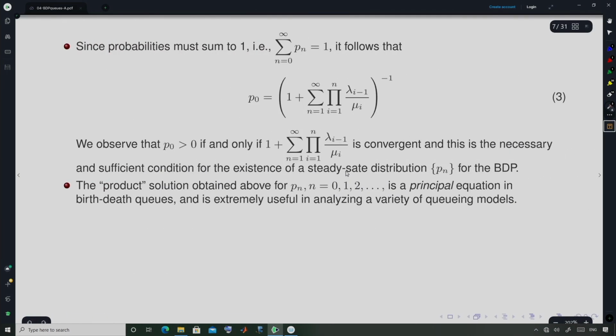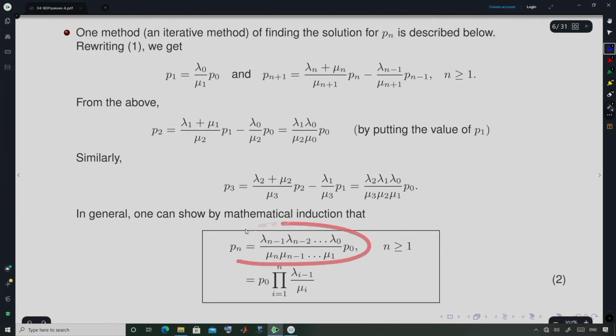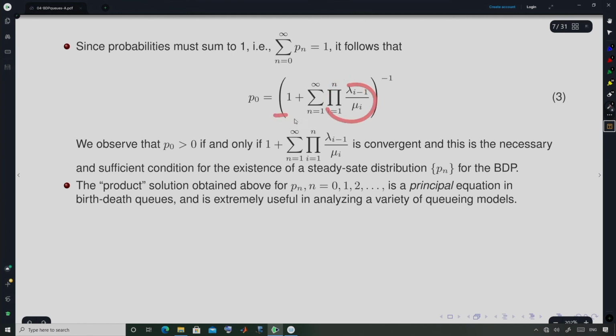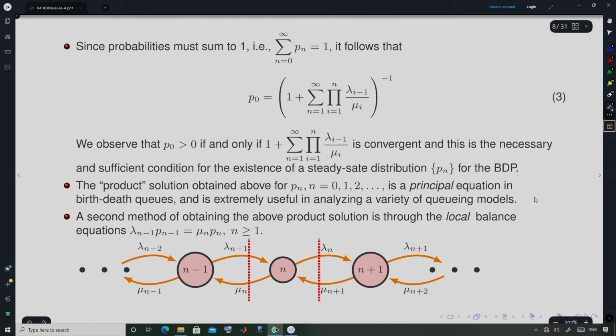Once you know that it is a birth death queuing system, simply determine the rates lambda n's and mu n's, substitute them in this to get Pn in terms of P naught, and the exact same thing will give you what would be this quantity P naught. Once we get P naught, then all Pn's are determined and you are done with the solution. That is how things will go, and that is why this will be the principal equation for birth death queues in analyzing the variety of queuing models which can be modeled through a birth death process.